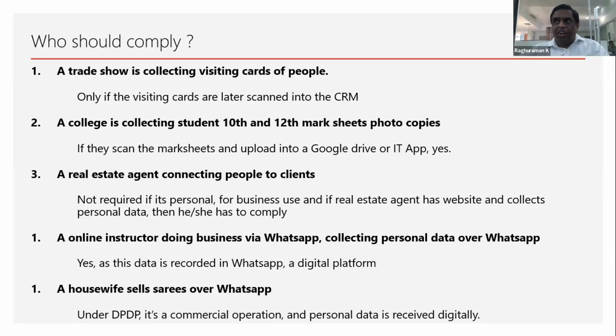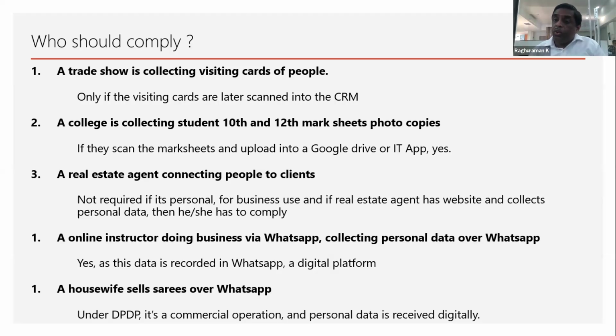A real estate agent connecting people to clients. If he is directly calling that person saying, okay, sir, I will connect you to this client, then it is not required. But if, under this business use, the real estate agent shares this data with somebody else, or he has a website where he asks people to register, then they have to comply. So any website which asks a customer to fill a form with name, address and phone number, directly they will have to comply, because any digitized information, you have to comply.